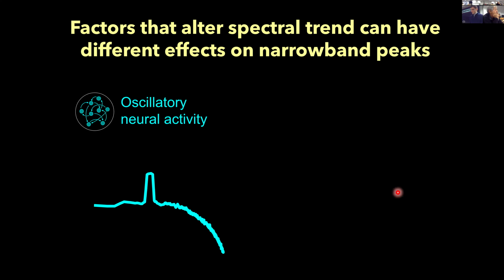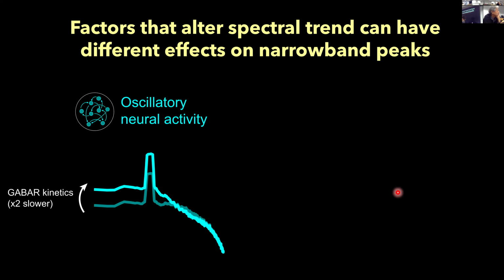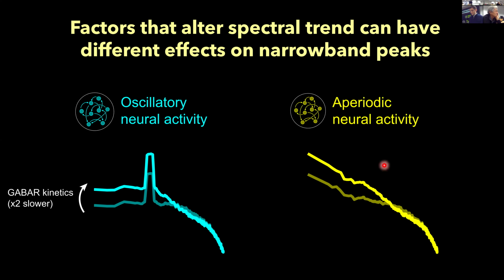On the other hand, if you were to change these GABA receptor kinetics I was talking about before, you're changing the shape of the synaptic currents that generate the EEG signal. And if you do this, then you're basically changing the filtering applied to all activity coming out of the brain, and you increase the aperiodic component and you increase the oscillatory component equally. So in this case, the amplitude of these peaks relative to the spectral trend is maintained. And this is true also for the aperiodic component. You're changing the filtering that's applied to the brain, and so this is multiplicatively scaling everything.